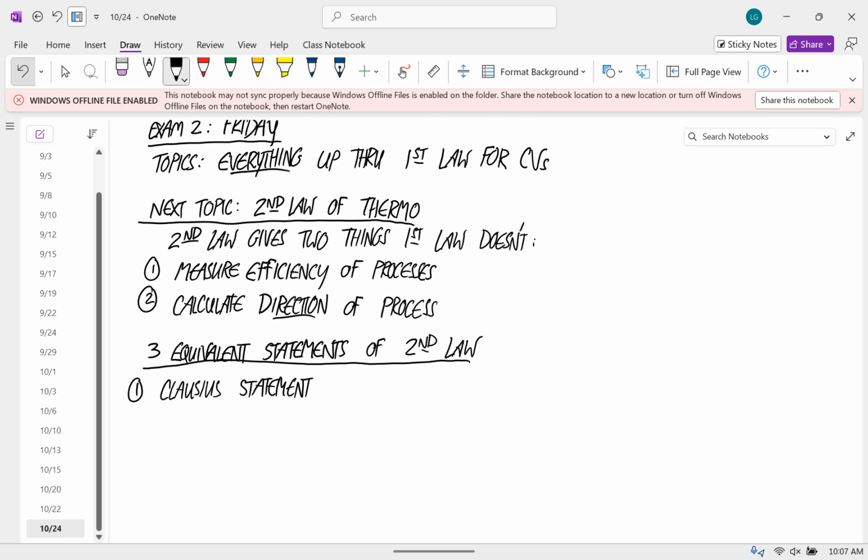The Clausius statement of the second law says, and you probably made this connection by the time you were 10 years old, it's very simple, very intuitive: heat only moves spontaneously from high to low temperature.